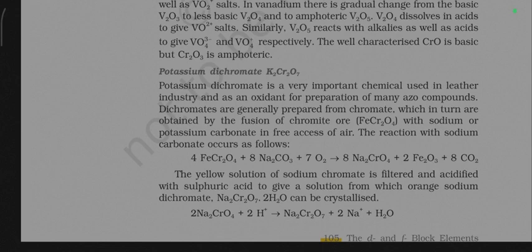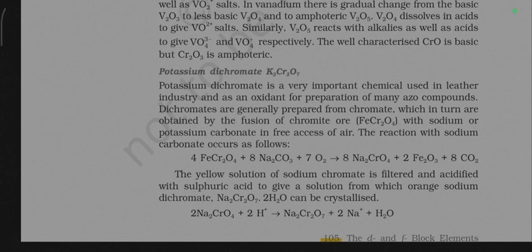Potassium dichromate K2Cr2O7. Potassium dichromate is a very important chemical used in the leather industry and as an oxidant for preparation of many azo compounds. Dichromates are generally prepared from chromates, which in turn are obtained by the fusion of chromite or FeCr2O4 with sodium or potassium carbonate in free access of air.